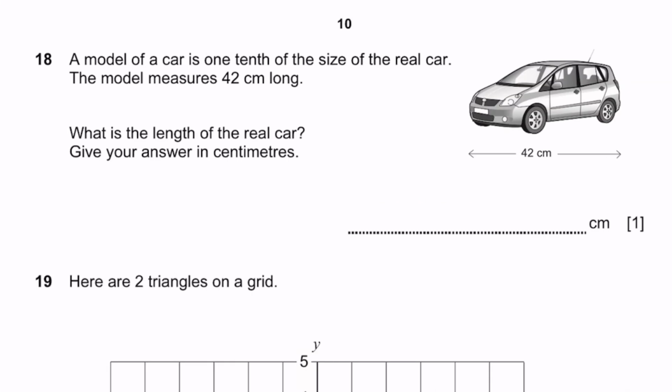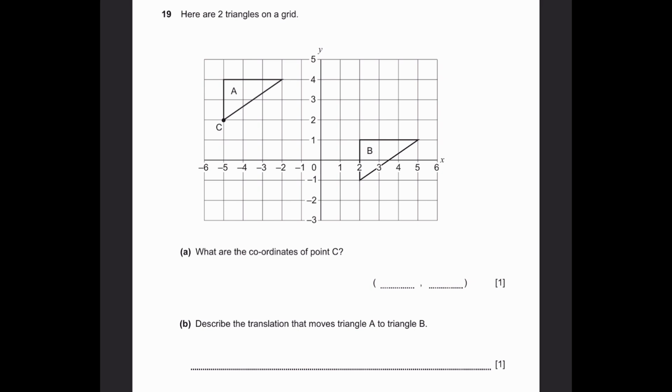Question 18. A model of a car is 1/10 the size of the real car. The model measures 42 centimeters long. What's the length of the real car? Give your answer in centimeters. That'll be 42 times 10 because the size of the real car is 10 times the size of the model car. So 42 times 10, that'll be 420 centimeters. That's the answer.